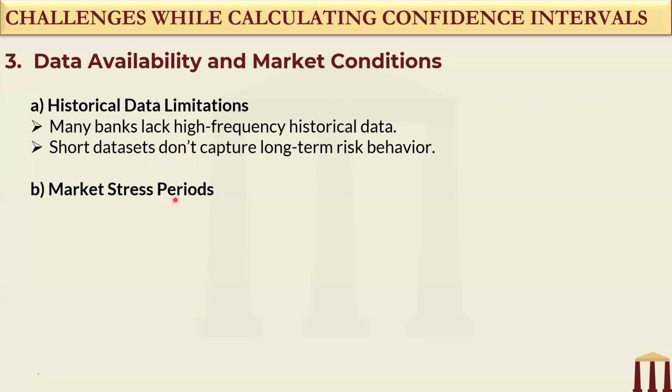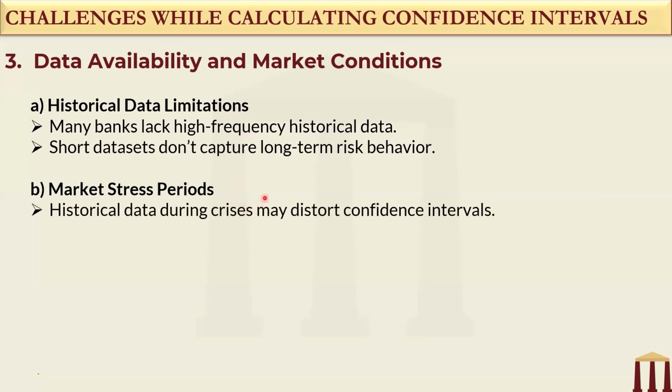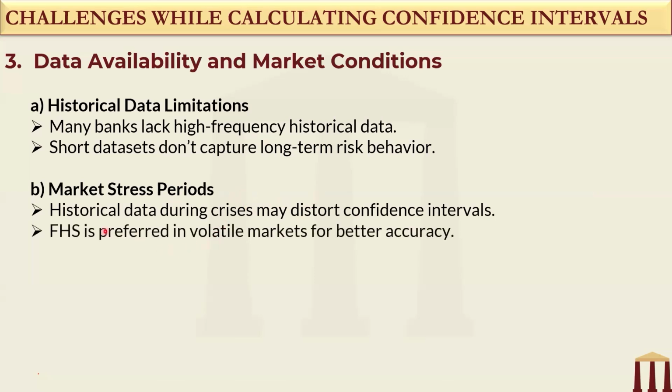And of course, during periods of market stress, things will get even messier. Like in a financial crisis, the data that you collect during that time may not be representative at all. This could lead to confidence intervals that are either too wide or too narrow, both of which will give you a false sense of security or even a false sense of stress. So this is where something called filtered historical simulation, or FHS, becomes quite valuable in volatile markets. It adjusts for volatility and tends to give you more stable intervals in rough market conditions.